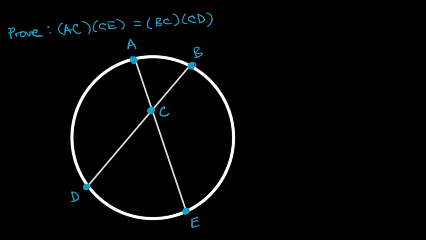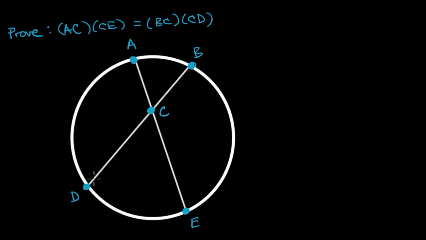All right, what we want to do in this video is, given this circle and these two intersecting chords in the circle, we want to prove that the product of the subsegments of each of these chords are the same. Or another way to say it, that the length of segment AC times the length of segment CE is equal to the length of segment BC times the length of segment CD.